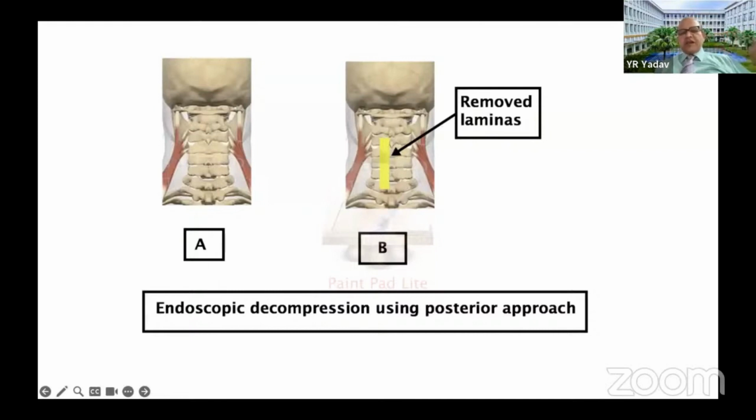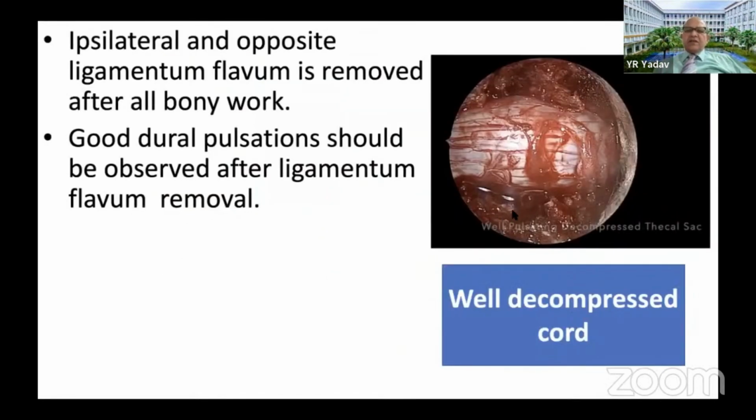So you create a nice decompression of the cord. After surgery, you see this is the cord, the ipsilateral side and the opposite side. The whole thecal sac is decompressed very well, and you find good dural pulsations. So a well decompressed thecal sac is the end point, on the ipsilateral and opposite side.